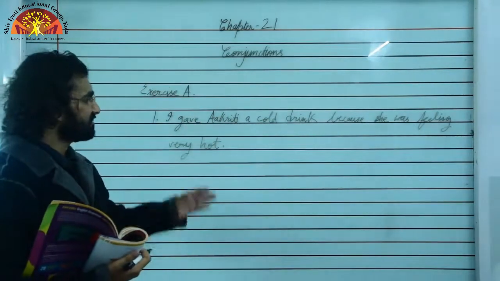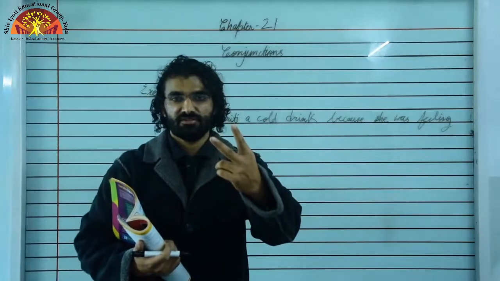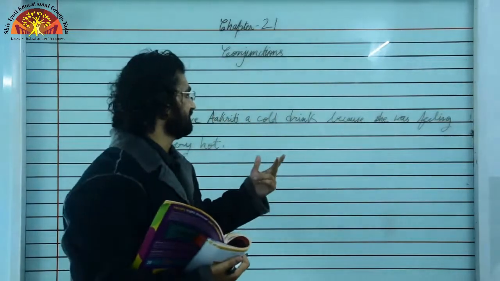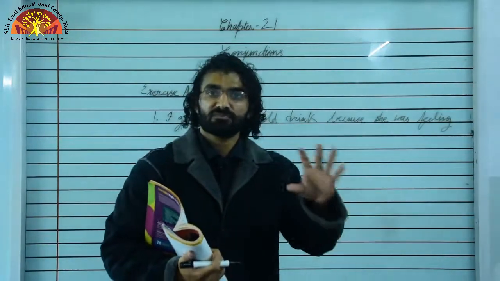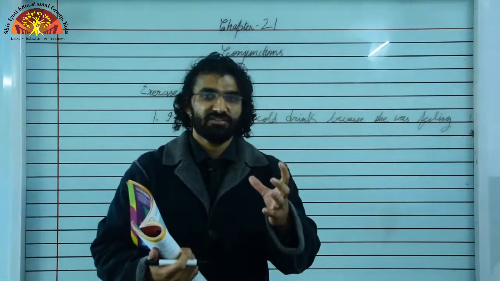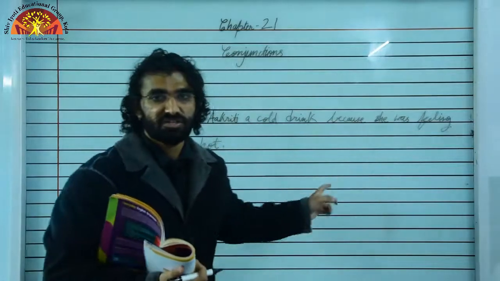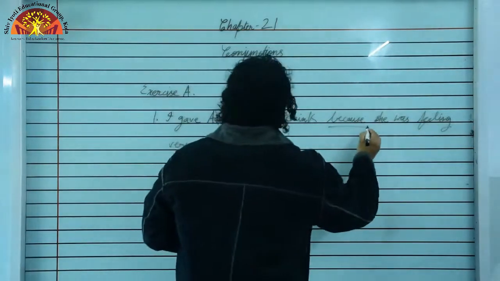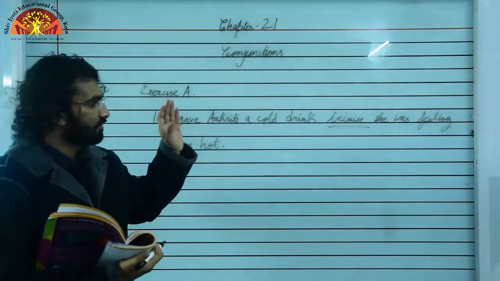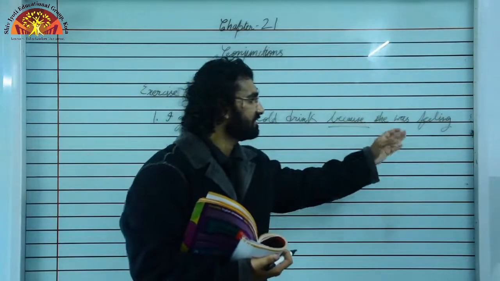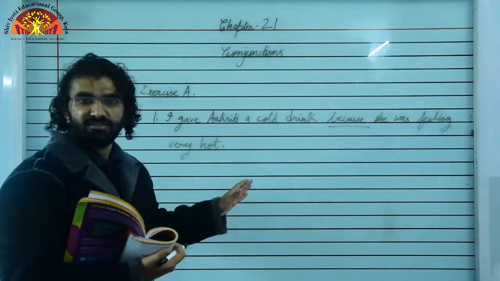So these are actually two sentences, but these two sentences are joined together. We have combined these two sentences. Now we have just one sentence with us, with the help of this conjunction, because. I gave Akriti a cold drink because she was feeling very hot.